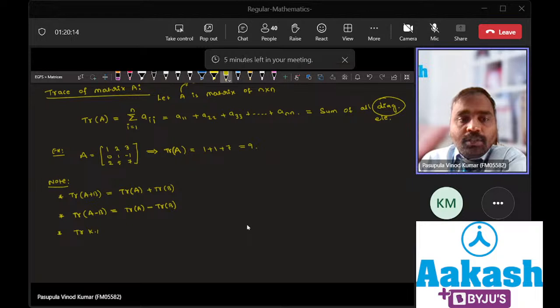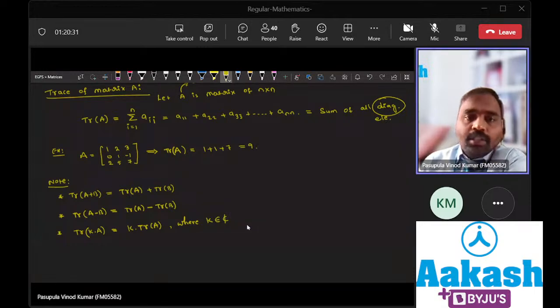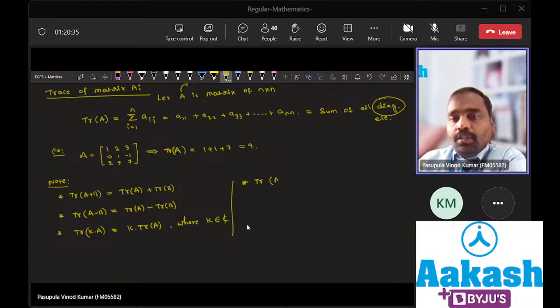K into A, where K is a real number. K is not a matrix. We can write K outside: K times trace of A. And where K belongs to complex numbers. Do you understand, everyone? Right. And in the same way, what is it here? Trace of AB.